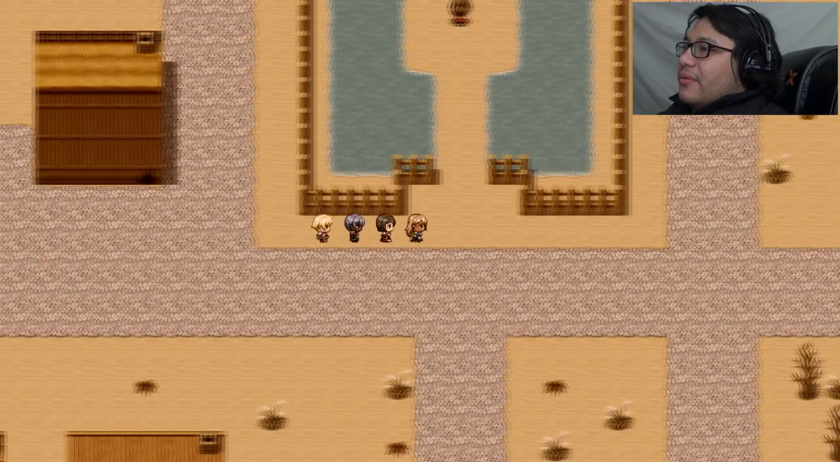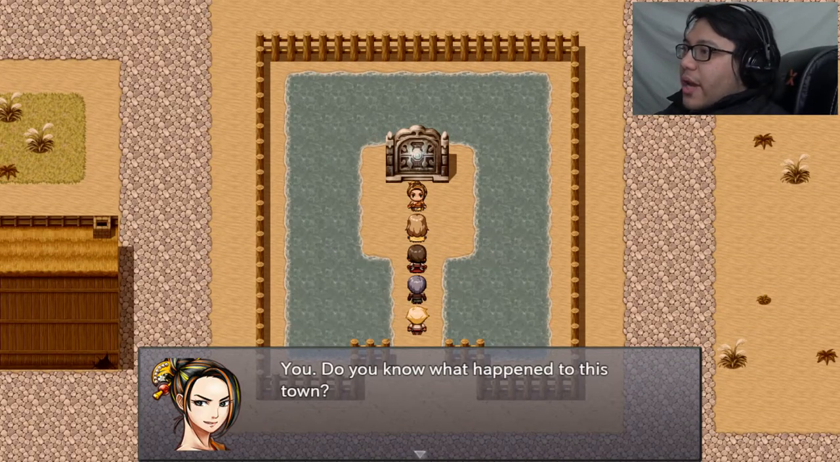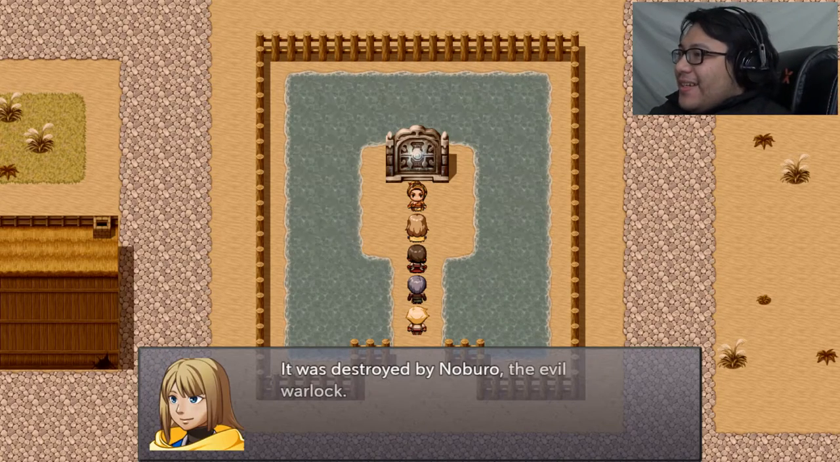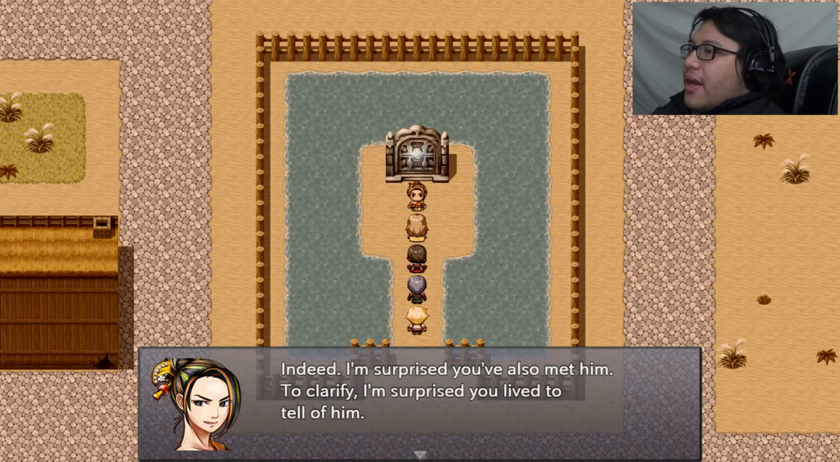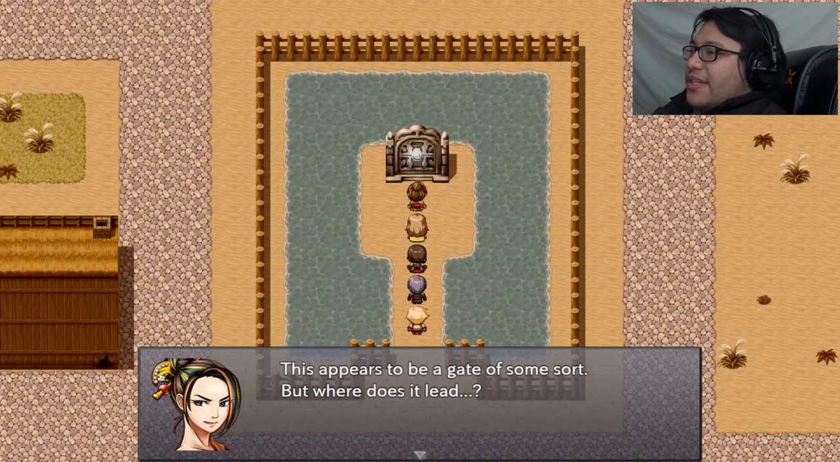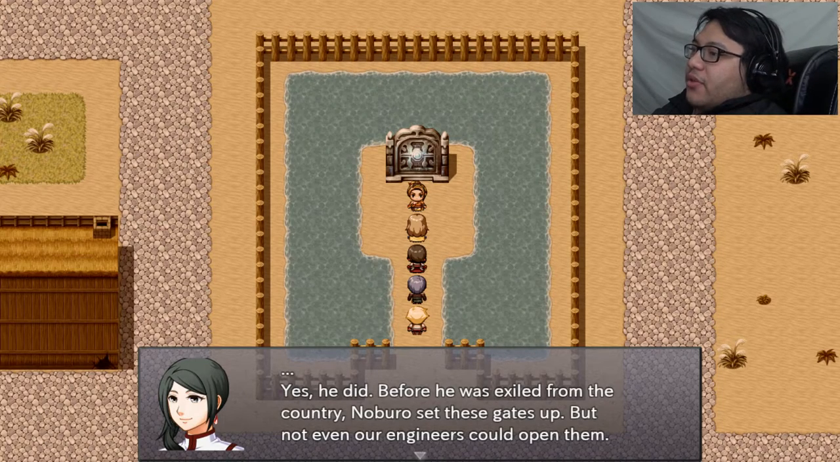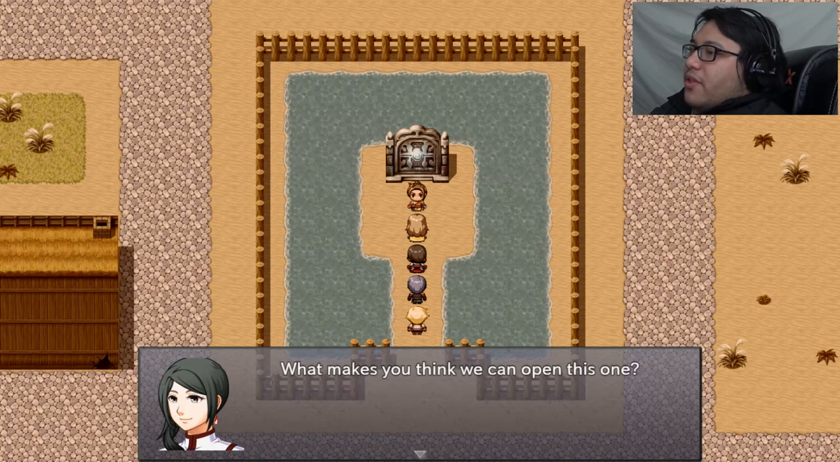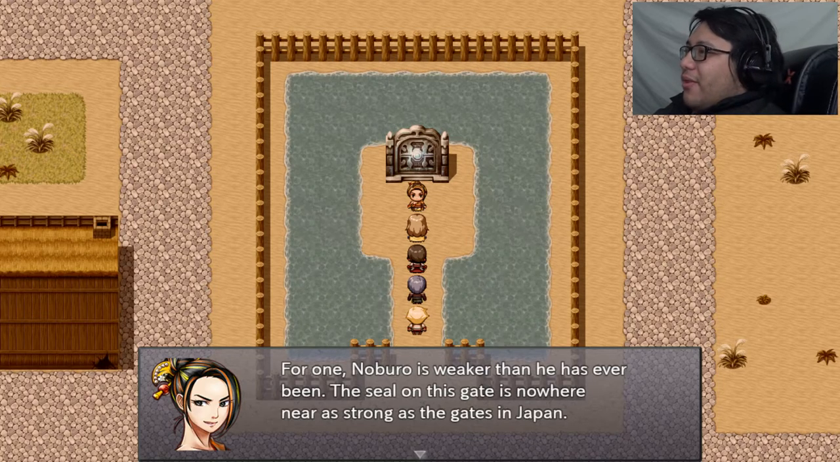Well, hello, friendo. Do you know what happened to this town? It was destroyed by Noboru, the evil warlock. As I thought, Noboru. You know him? Indeed, I'm surprised you've also met him. To clarify, I'm surprised you lived to tell of him. Who are you? This appears to be a gate of some sort, but where does it lead? You, help me open this. Me? Why? Because I know you've seen this type of gate before. We both have. Noboru set up a dozen of these in Japan, correct? Yes, he did. Before he was exiled from the country, Noboru set these gates up, but not even our engineers could open them. What makes you think we can open this one? For one, Noboru is weaker than he has ever been. The seal on this gate is nowhere near as strong as the gates in Japan. How would he be weaker? He doesn't look weak to me when he owned my ass.